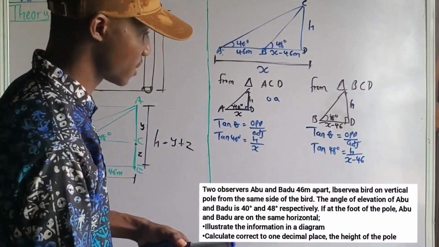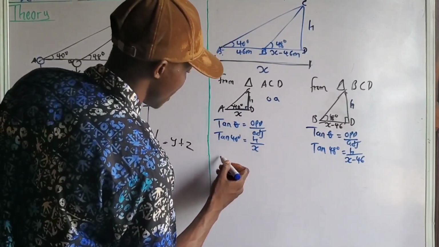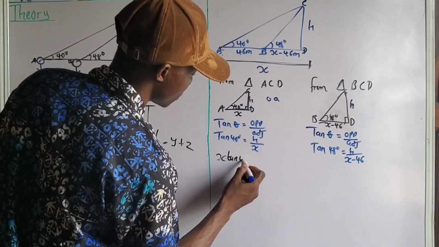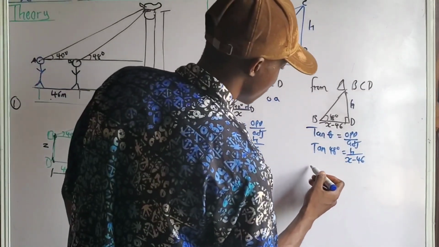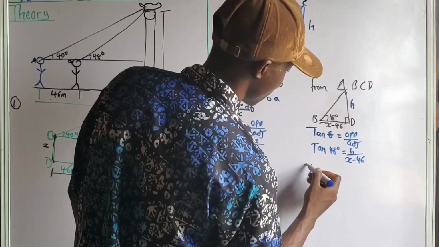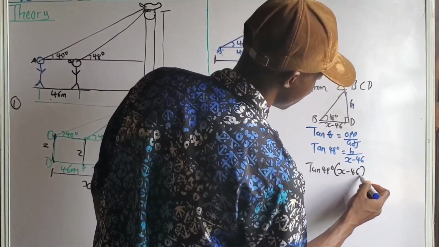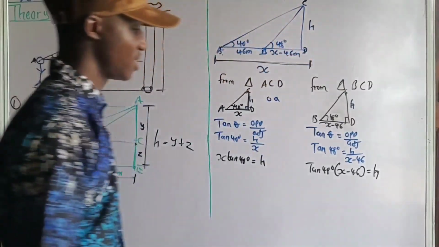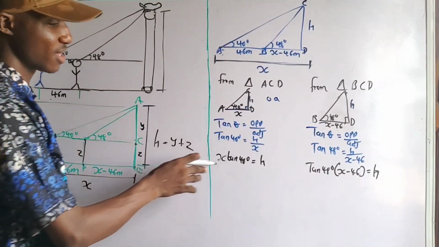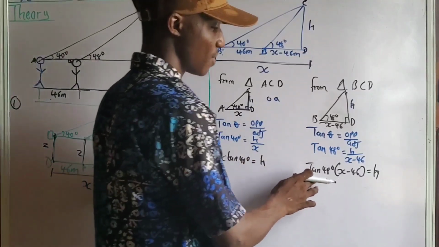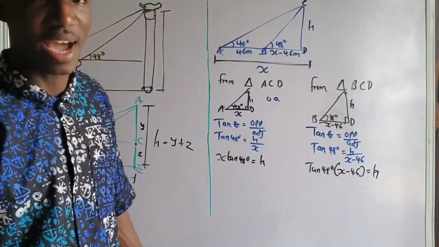Now, let us solve it step by step. For this, I'm going to have x tan 40 degrees equals h. And for this, I'm going to have tan 48 degrees multiplied by x minus 46 is equal to h. Can you see what I'm doing? We have x tan 40 degrees equals h, and tan 48 degrees multiplied by x minus 46 equals h. Now, we all know that the height will still be the same.